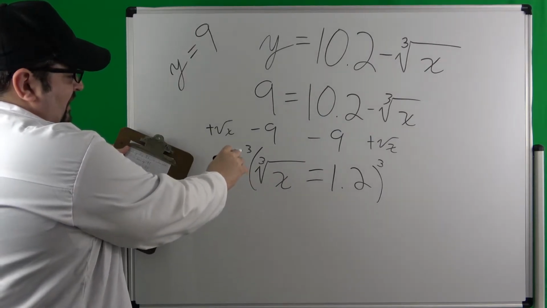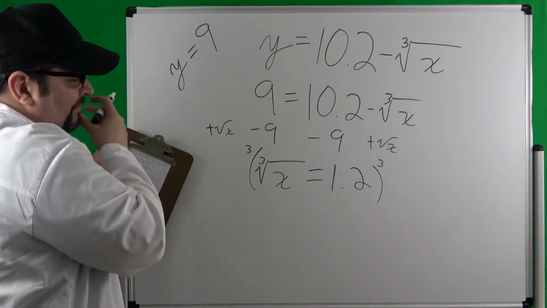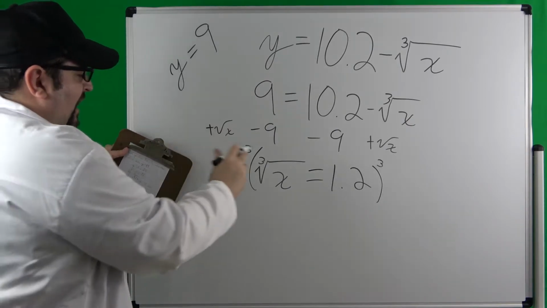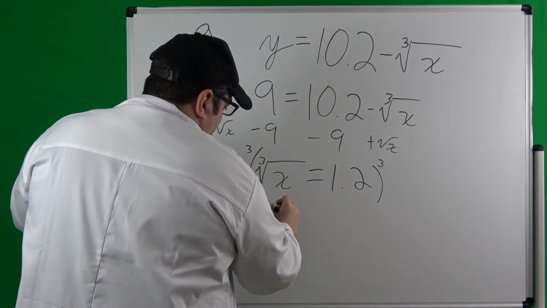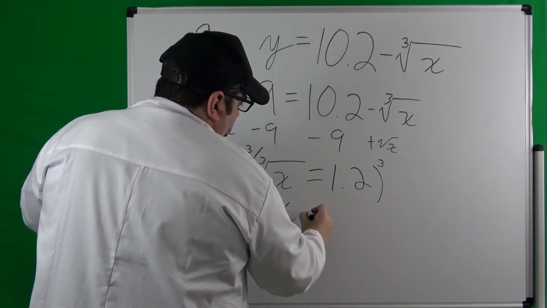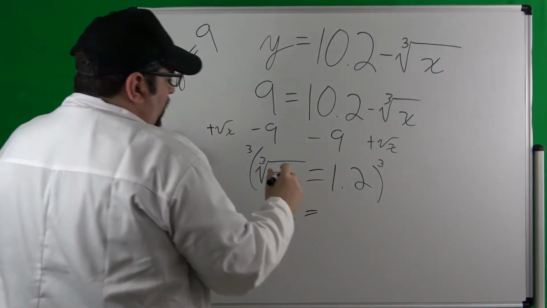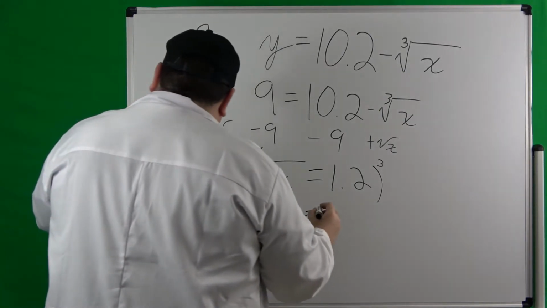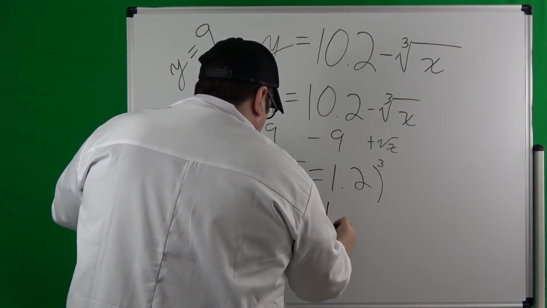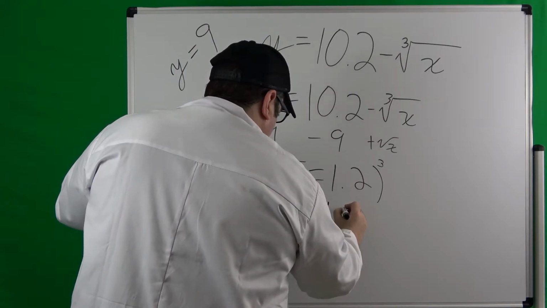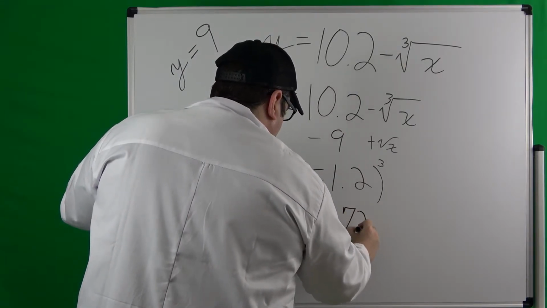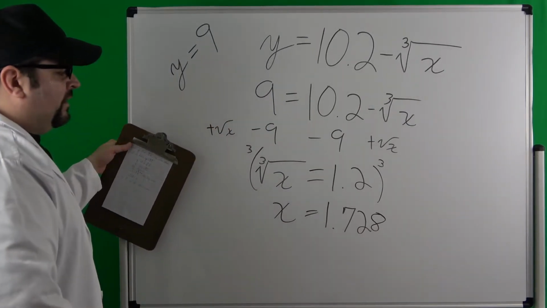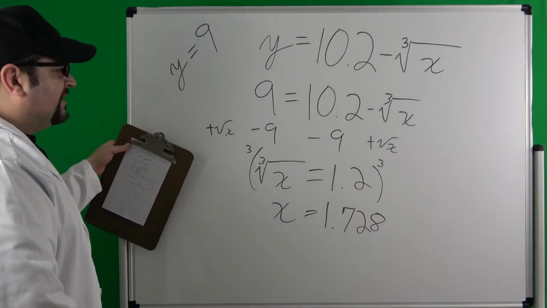So since it's a cube root, it can be negative, so it's not always plus or minus. It's going to be just x. And over here, 1.2 cubed, after you plug it into your calculator, it is 1.728. So there you go. That's it.